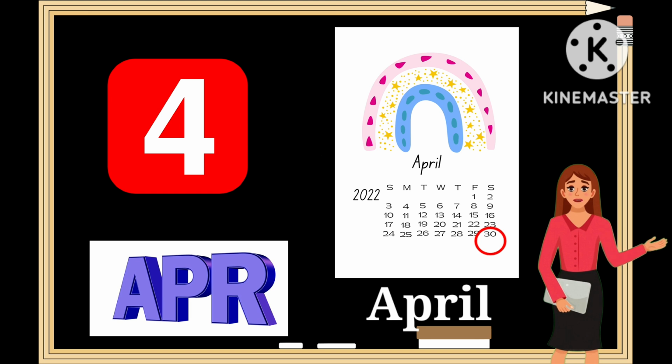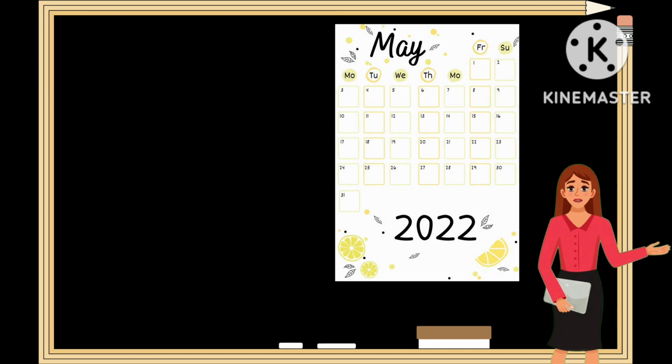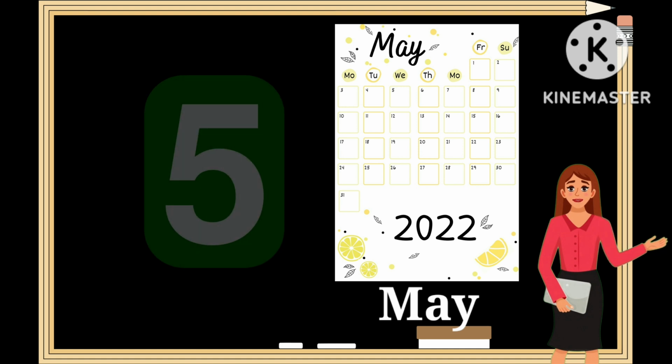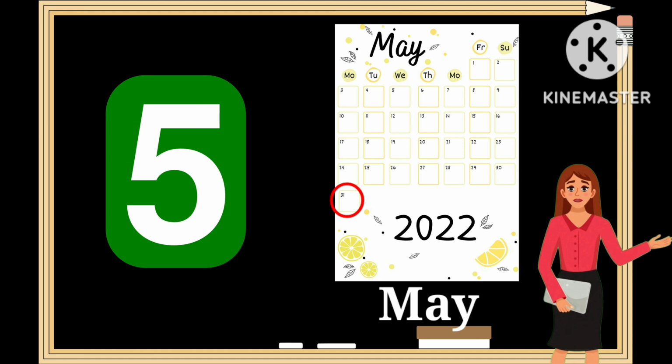April has 30 days. This is the month of May. May. It is the fifth month of the year. May has 31 days.